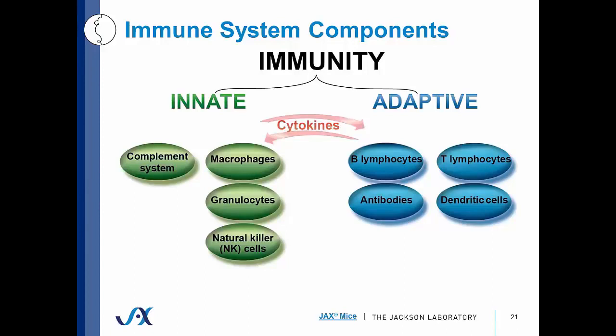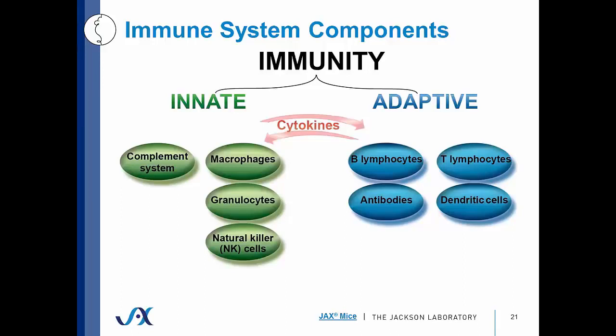Innate immunity includes the complement system, which is involved in lysing pathogenic bacteria and cells bound by antibodies, macrophages, which also engulf dead and dying cells, granulocytes that participate in allergic and inflammatory responses, and finally natural killer cells, which have the direct ability to kill infected or cancer cells.